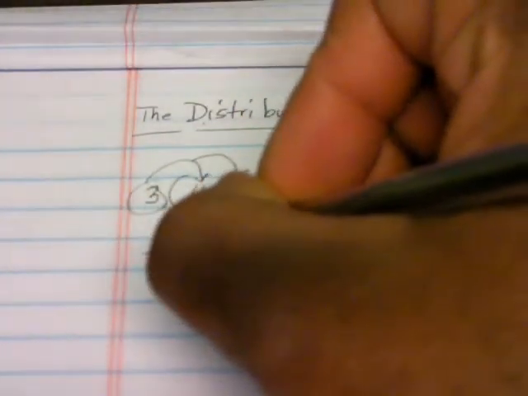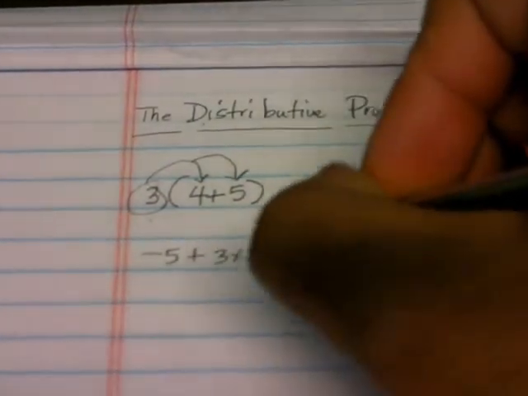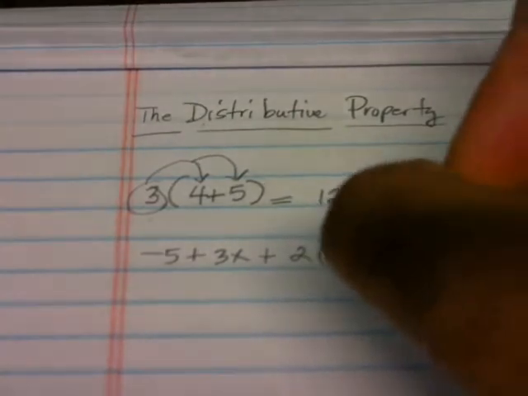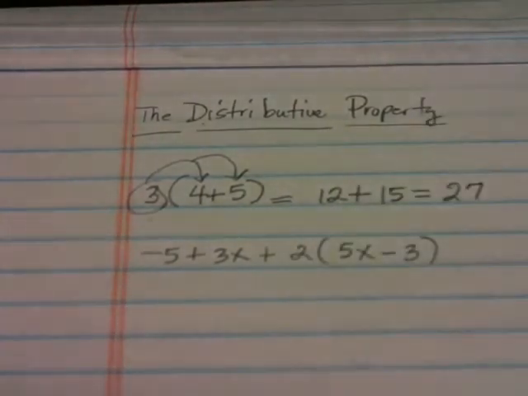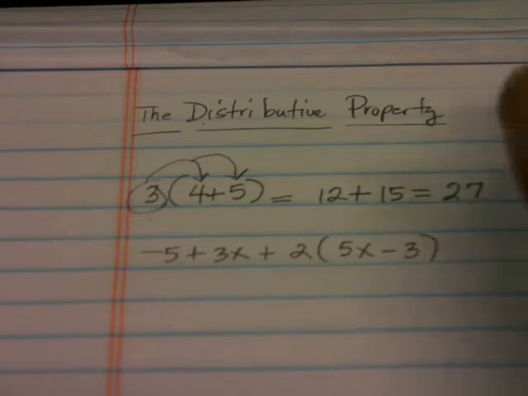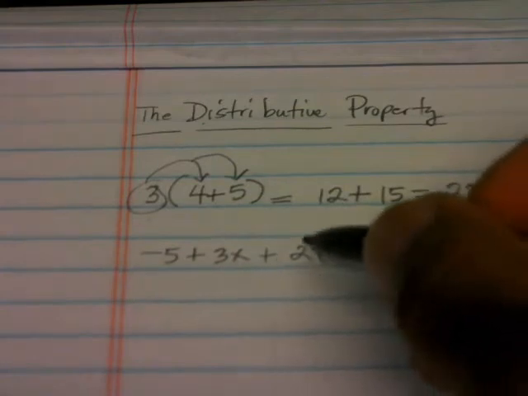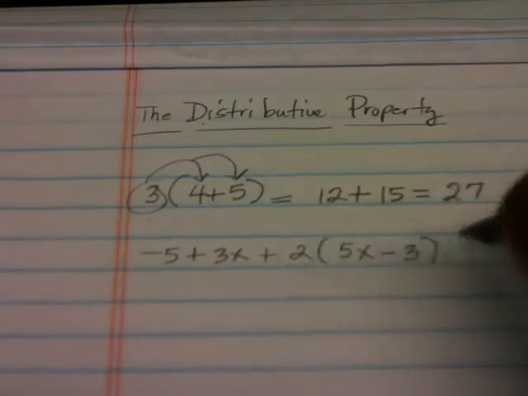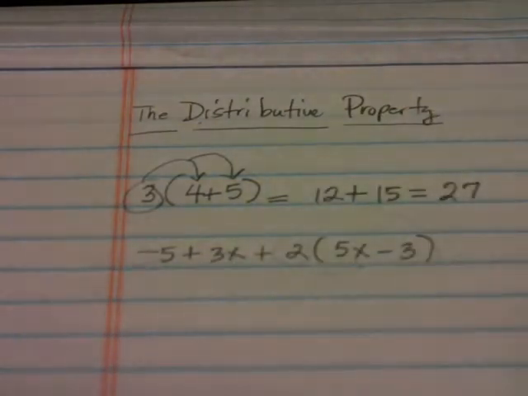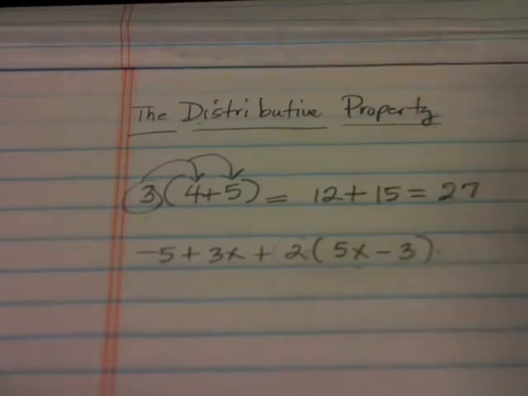Let's give you a term: negative 5 plus 3x, plus 2 times 5x minus 3. You have a term that you're going to distribute, but you have to remember you want to distribute whatever factor is in front of the parenthesis. Since 2 is in front of it, you're going to distribute only the 2, not these other terms. Only the factor that's in front or behind the parenthesis that involves the expression.